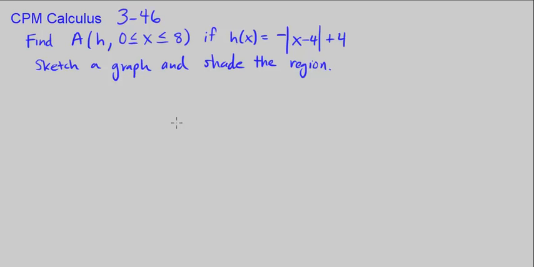This is CPM Calculus Chapter 3, number 46. So here we're asked to find the area of our function h between 0 and 8. And this is how h is defined: h of x equals negative absolute value of x minus 4 plus 4. Sketch a graph and shade in the region.